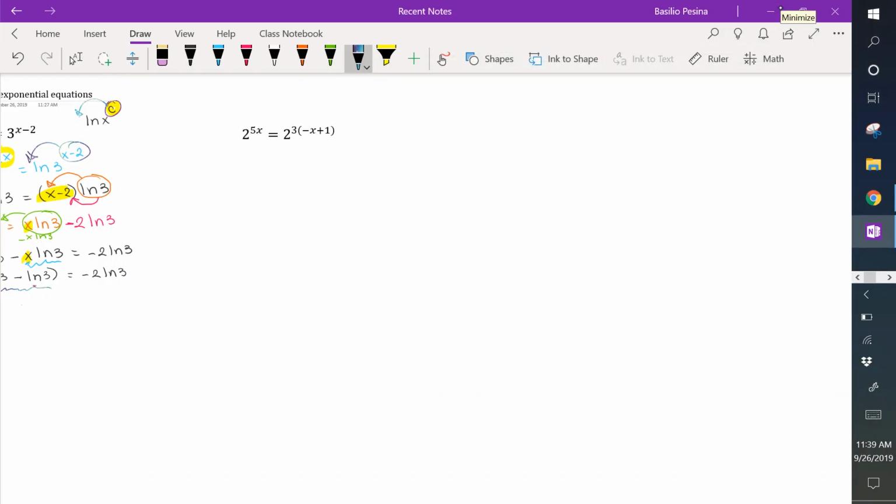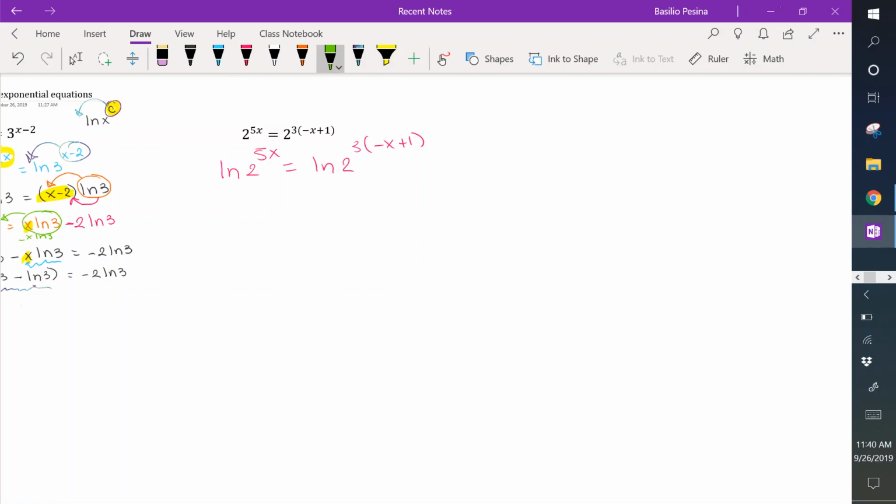So let's go ahead and try example number 2. Let's pretend that these do not have the same base, because I want to practice using my natural logs. So I introduce ln's on both sides. I have ln of 2^(5x) equals ln of 2^(3(-x + 1)). All I did was introduce these natural logs.